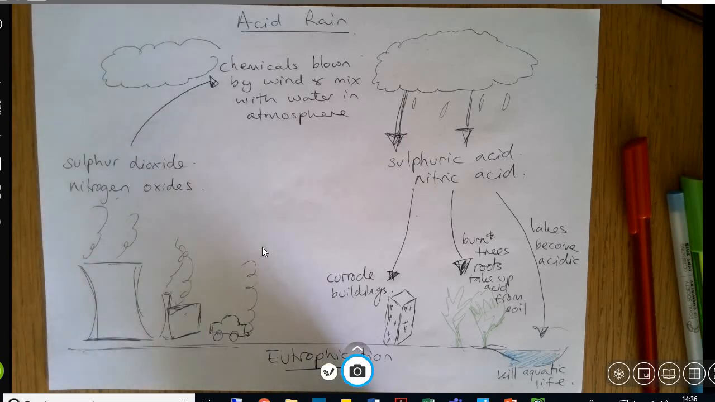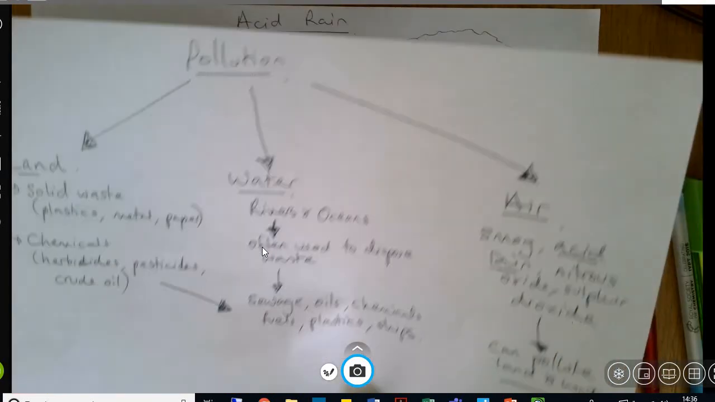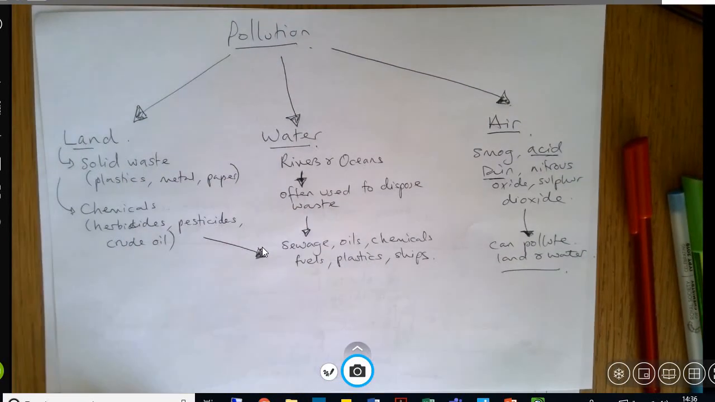So I'm going to ask you to go away and research that. I've provided some links that will help you to do that, and all the information will be, as I say, on Go for Schools. So hopefully that should give you everything you need for this week. There's a diagram there on acid rain, and there's our flowchart on pollution.